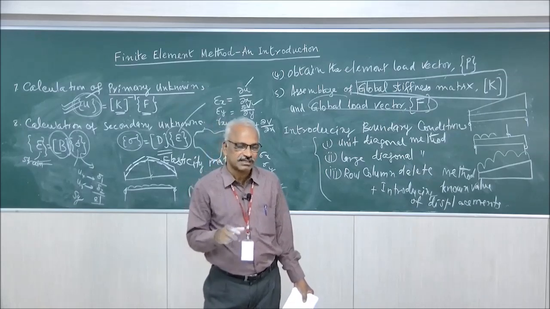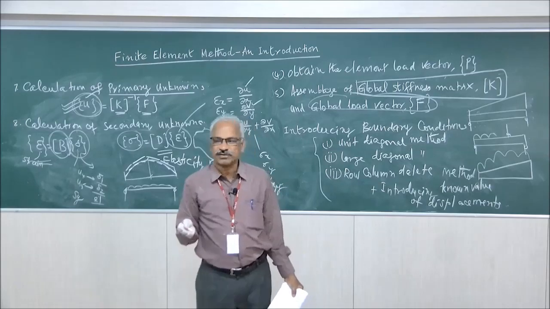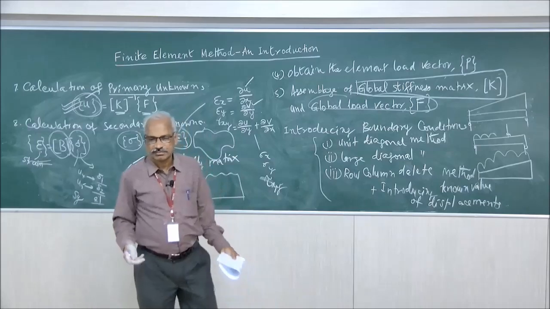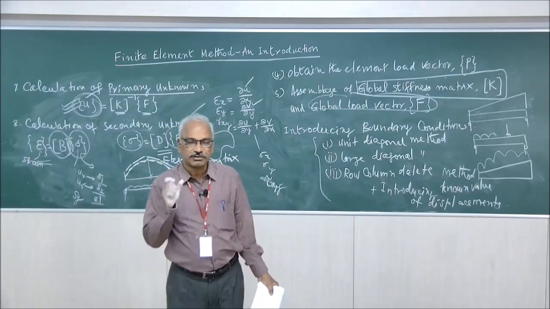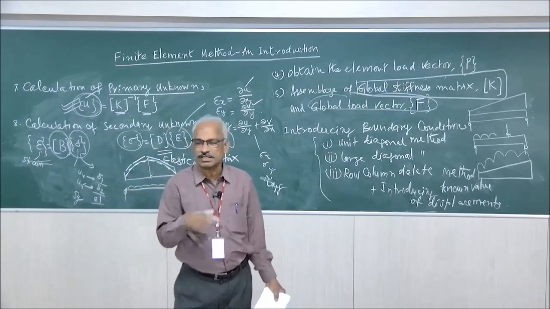Because otherwise, with software, any data if you give, if it requires 100 data, if we say 1, 2, 3 up to 100, it will give some results. But it will be of no use to us. So you must know what is the order in which you have to give the data, what are the data that are to be given.